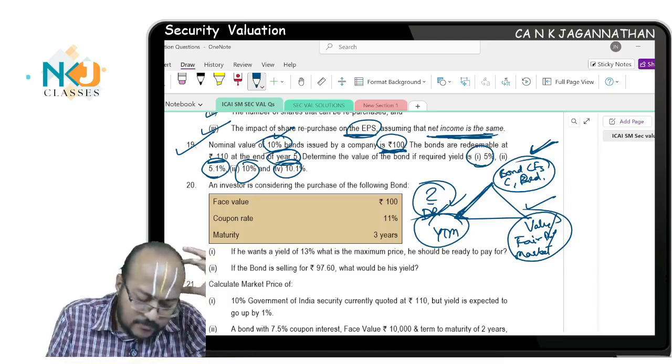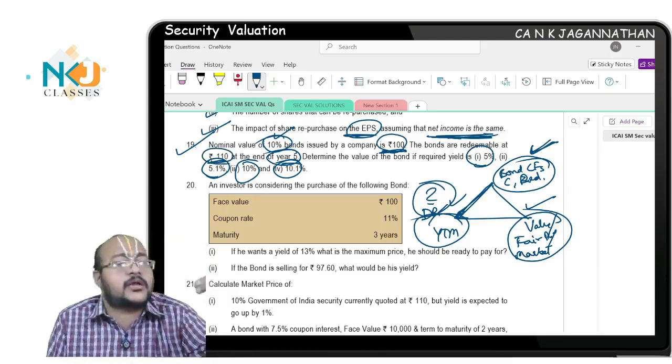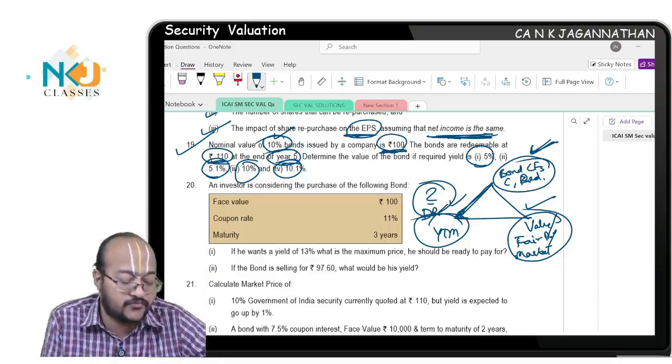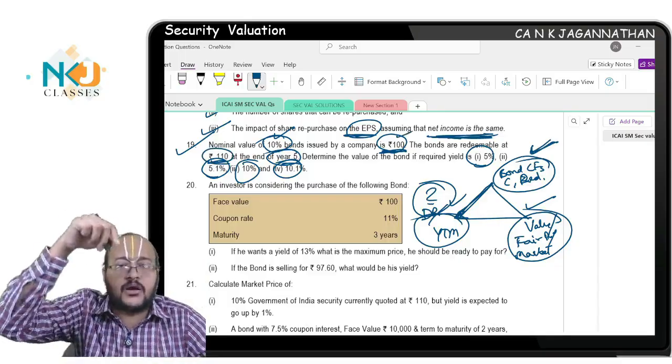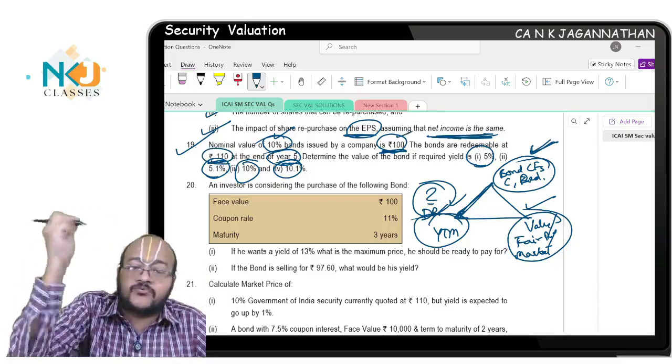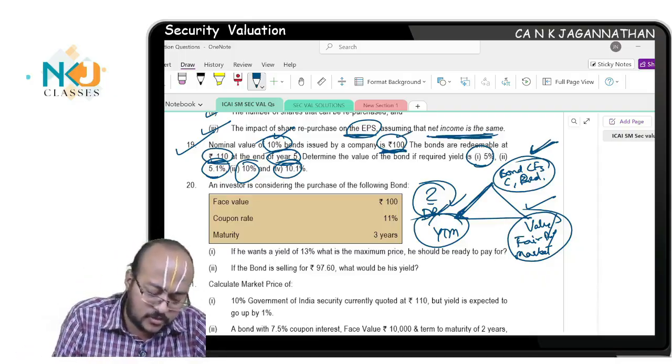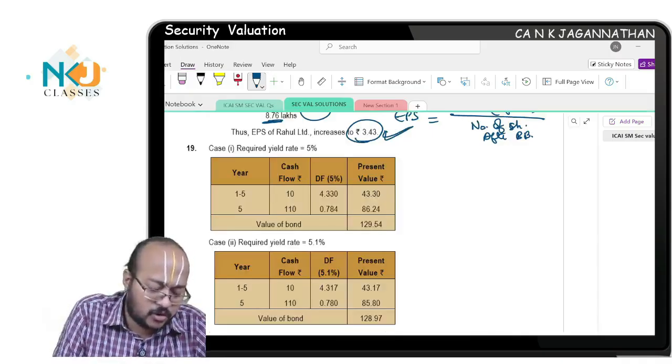But in this question, it is redeemable at a 110 premium amount. So when you put bond cash flows, you should put 110 and not 100. Don't get confused. This 100 is just to compute the coupon. Coupon rate you should apply on face value, but redemption you should take separately to discount. Are you understanding? Okay, now a simple straightforward bond valuation question.